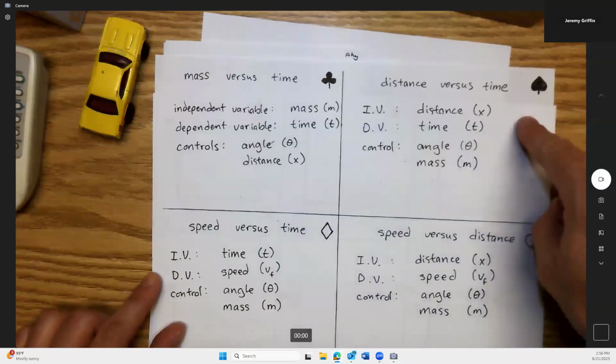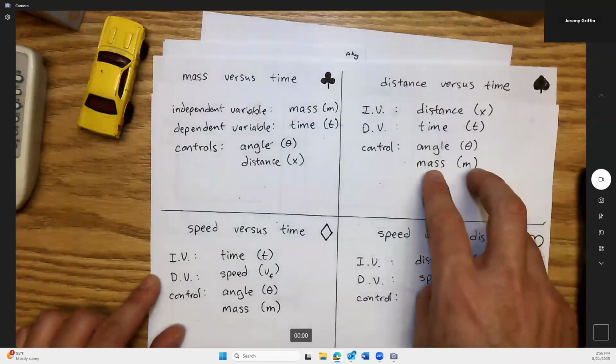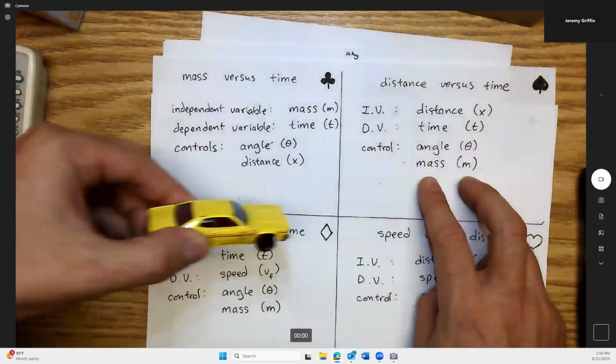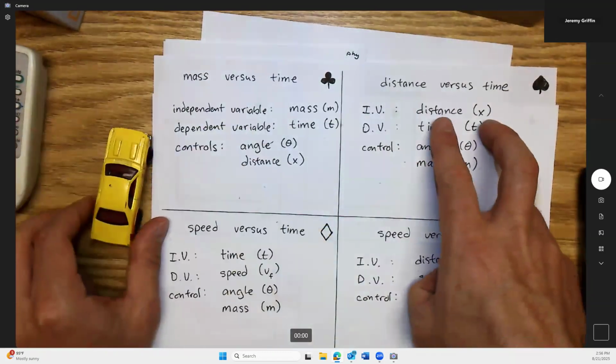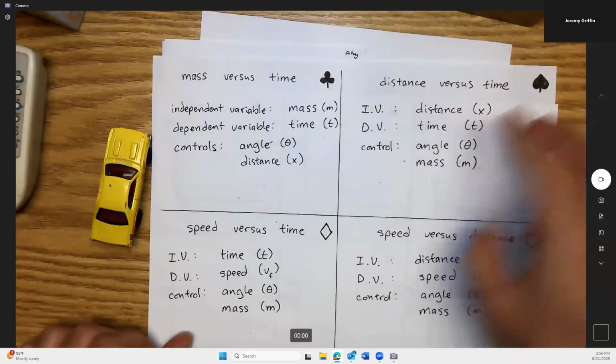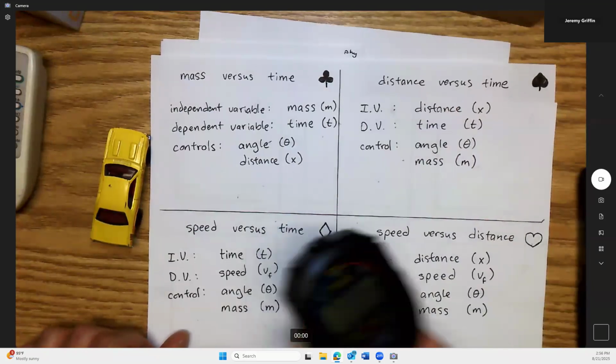If you have the spades, you're going to look at distance versus time, but you're going to keep the same mass, so you can just use a blank car over and over. For example, maybe you let it roll 50 centimeters, and then 100, and then 150, and then 200. So you're going to change the distance, and use the stopwatch to see how much time that takes. That's if you have the spades.